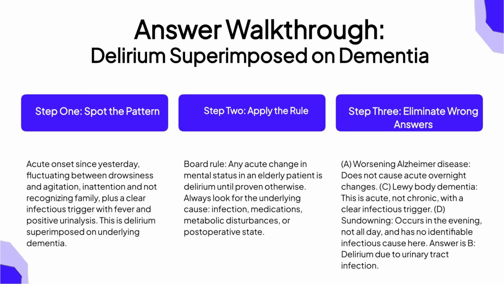Choice C, Lewy body dementia, is wrong because this is acute, not chronic, and there is a clear infectious trigger. Choice D, sundowning, is wrong because this is happening all day, not just in the evening, and there is an identifiable cause. The answer is B. The board rule is this: any acute change in mental status in an elderly patient is delirium until proven otherwise. Always look for the underlying cause, which is most commonly infection, medications, metabolic disturbances, or post-operative state.